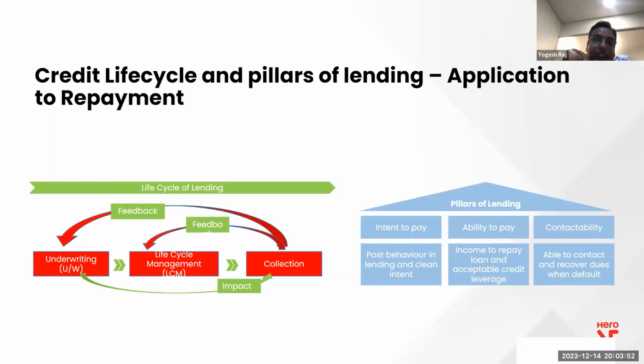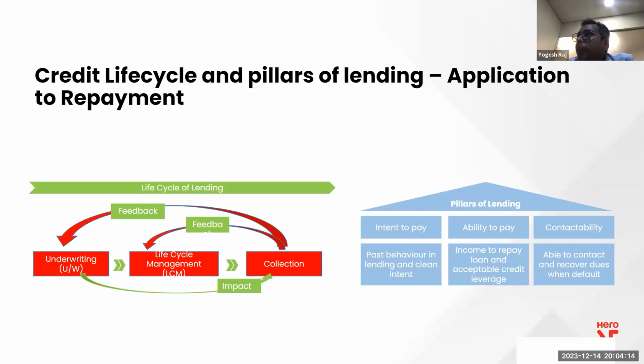You can see the right side picture. So these are the three fundamental pillars of lending. Every company wants to assess intent to pay, ability to pay, and contactability. So intent to pay is in a way nothing but some kind of fraudulent scenario.